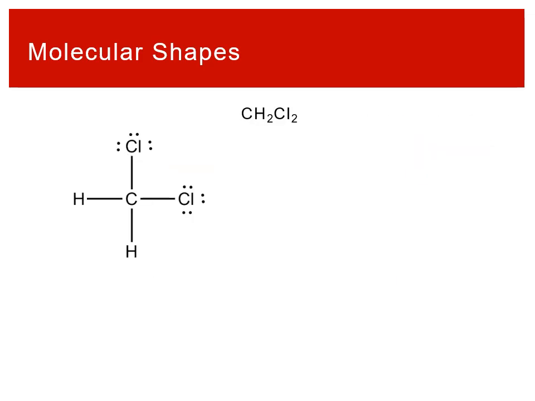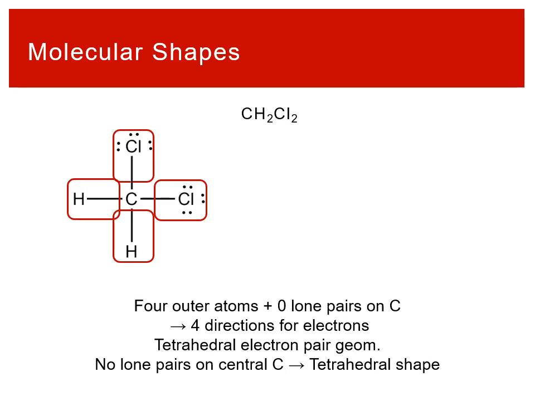Okay, so CH2Cl2, methylene chloride. So I can see here I have this carbon atom in the middle, and then I want to look at what is on that carbon atom. And so I can see I have 4 outer atoms, and again, no lone pairs on the carbon. So that means there are 4 directions for electrons to stick out, and that corresponds to a tetrahedral arrangement. There are no lone pairs on my central carbon atom, so it is a tetrahedral shape.